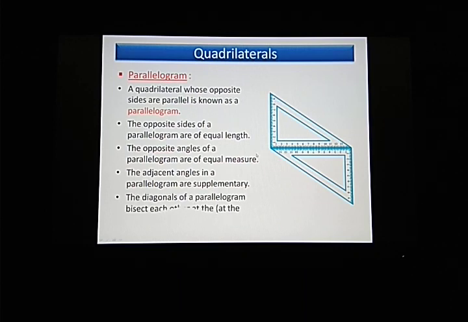Now next, the diagonals of a parallelogram bisect each other at the point of intersection. Yes, here also the diagonals bisect each other, although here the diagonals may not be of equal length. Clear? Depending upon how you draw it. But yes, in general, you can say that the diagonals bisect each other, or you can also say that the diagonals are of equal length.